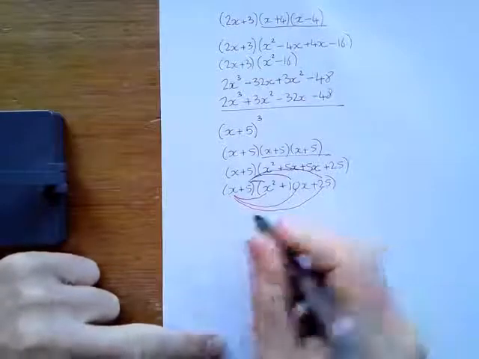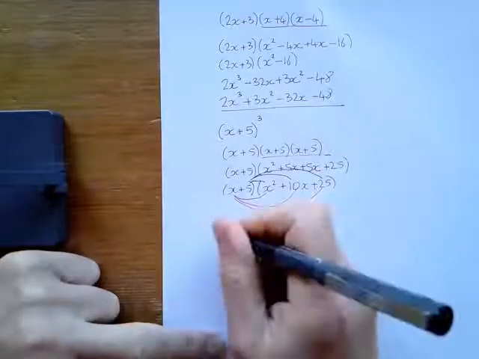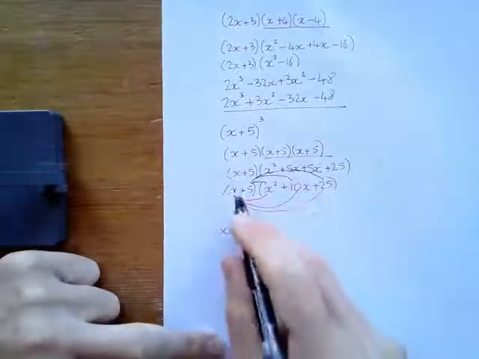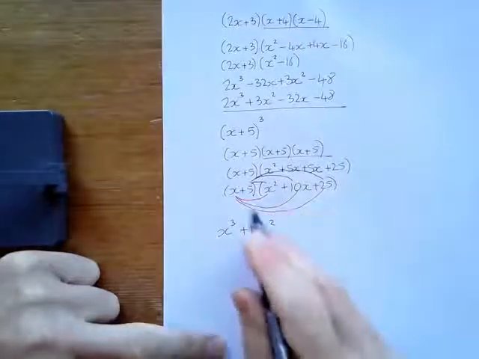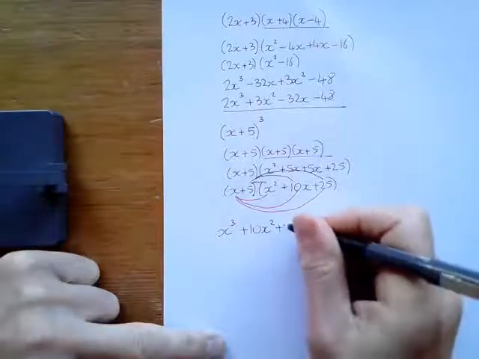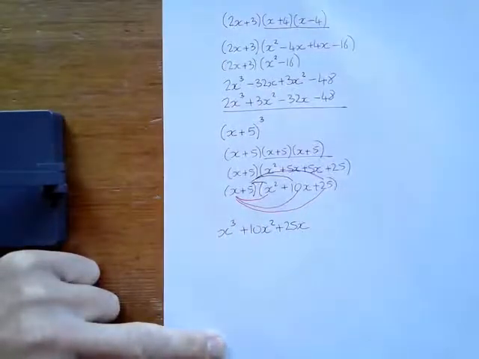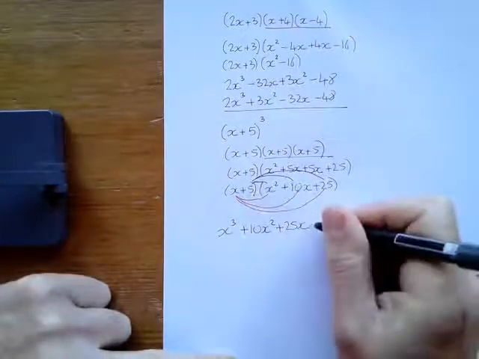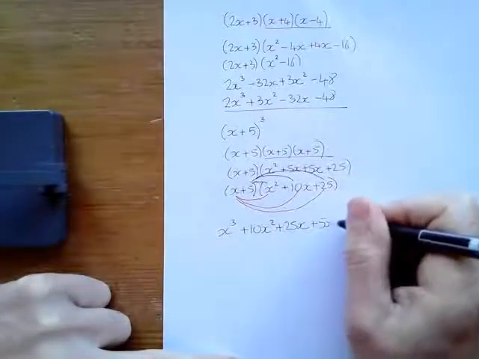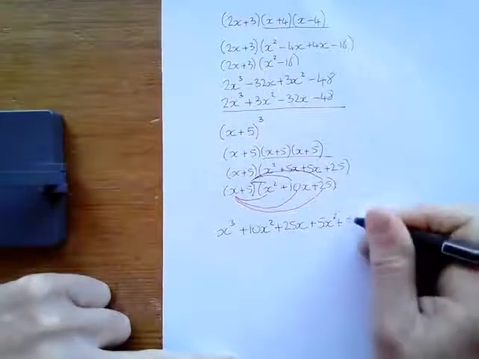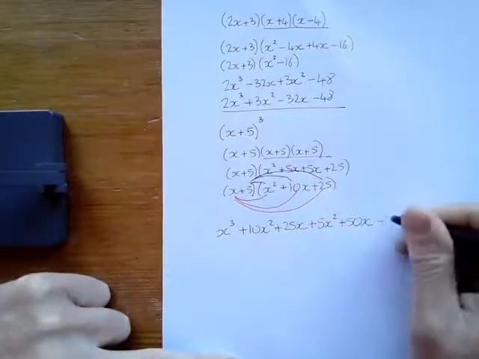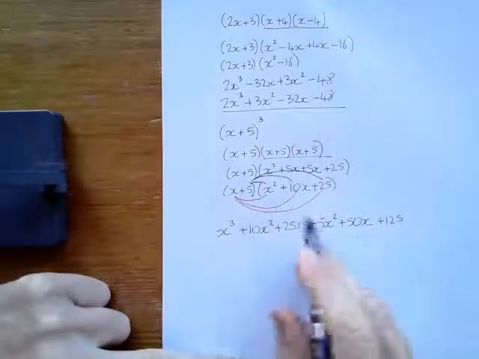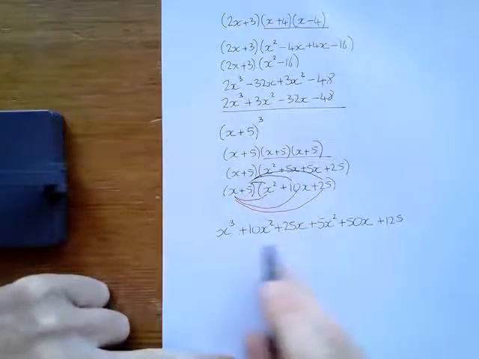Let's do the red ones first. So that's x cubed, 10x squared, 25x. Now I'm going to do the black ones. So I've got 5x squared, 50x, and 125. So 6 different multiplications to do, and there they all are.